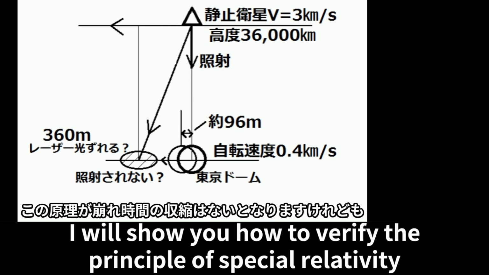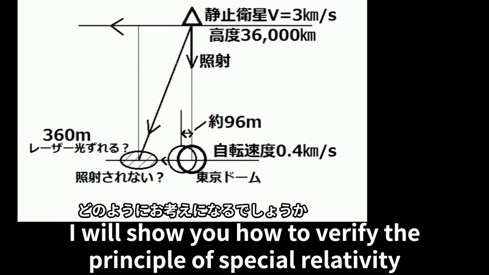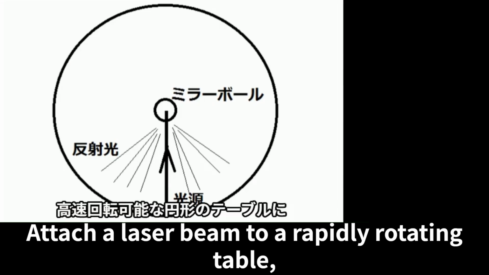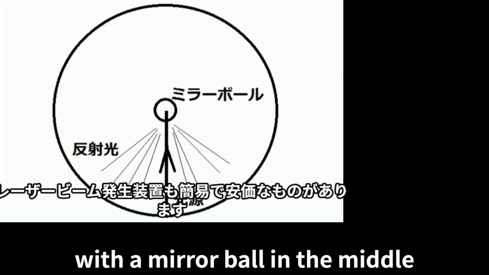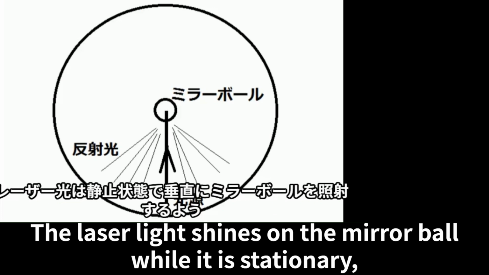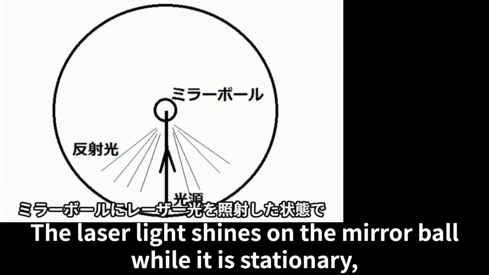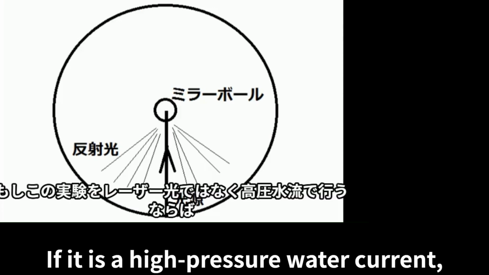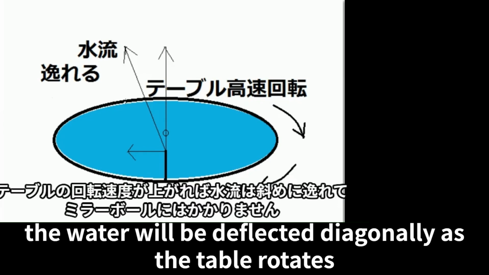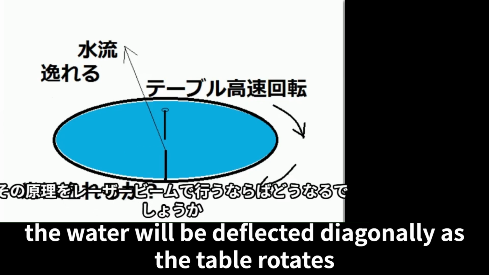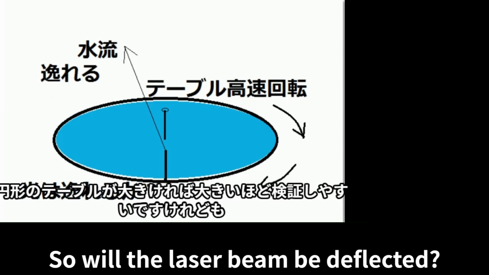I will show you how to verify the principle of special relativity. Attach a laser beam to a rapidly rotating table, with a mirror ball in the middle. The laser light shines on the mirror ball while it is stationary, and then rotate the table. If it is a high-pressure water current, the water will be deflected diagonally as the table rotates. So will the laser beam be deflected?